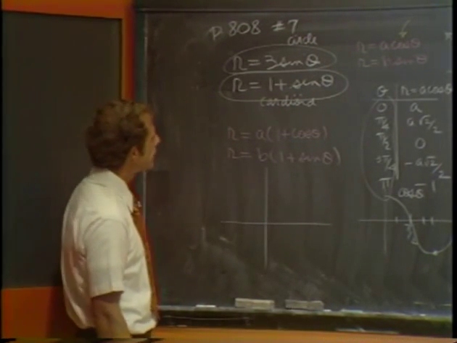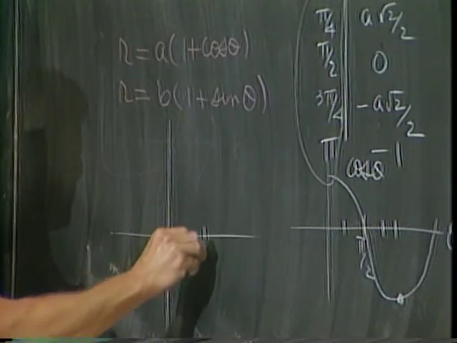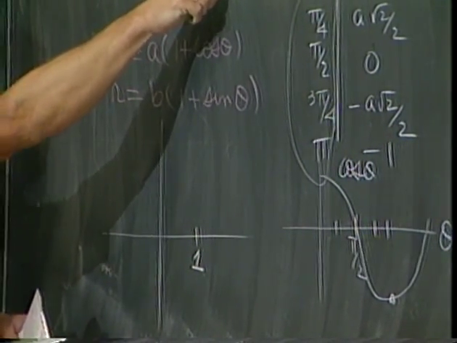Well, let's throw in a point. Theta equals 0, r equals 1. Theta equals pi over 2, the sine is 1, we're up here at 2.